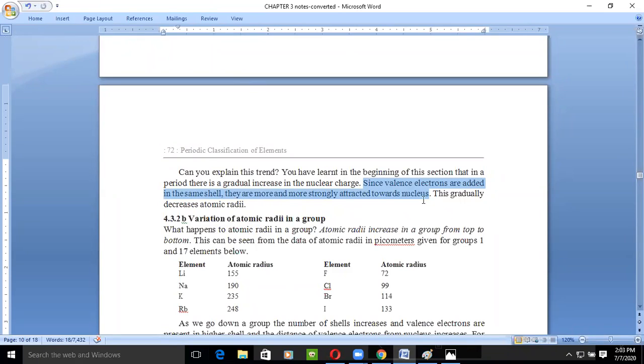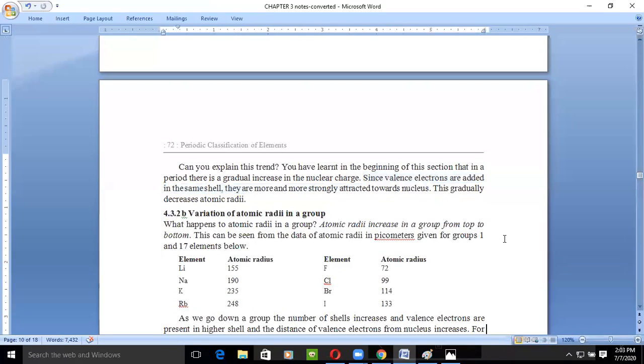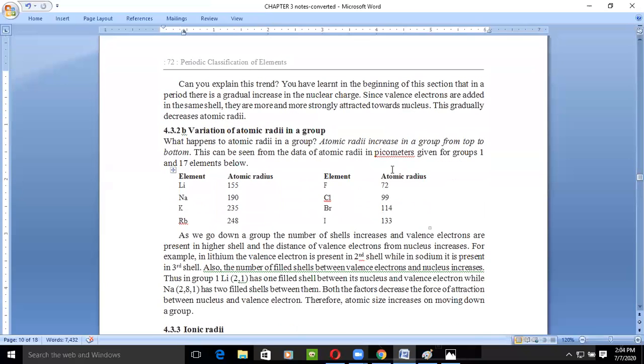Okay. And if we talk about the group, what happens in the group? The variation in atomic size in a group is as follows: atomic size increases in the group when we move from top to bottom. Why? Because as the atomic number increases, the number of shells also increases, which leads to an increase in atomic size. For example, let me show you this periodic table.